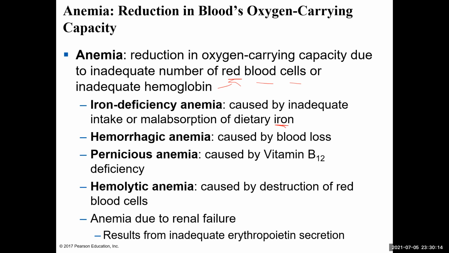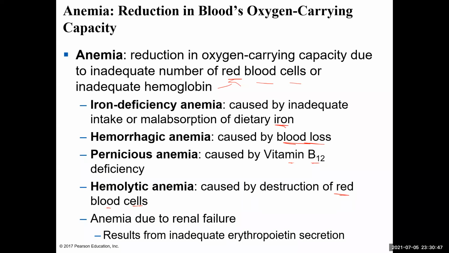Hemorrhagic anemia, which is just low red blood cell concentration due to a lot of blood loss. You have pernicious anemia, which is caused by a low vitamin B deficiency. Hemolytic anemia, which is where you basically have your red blood cells being destroyed. And so your body's getting rid of those red blood cells for some reason. And because you're losing those red blood cells, you're losing your oxygen carrying capabilities.